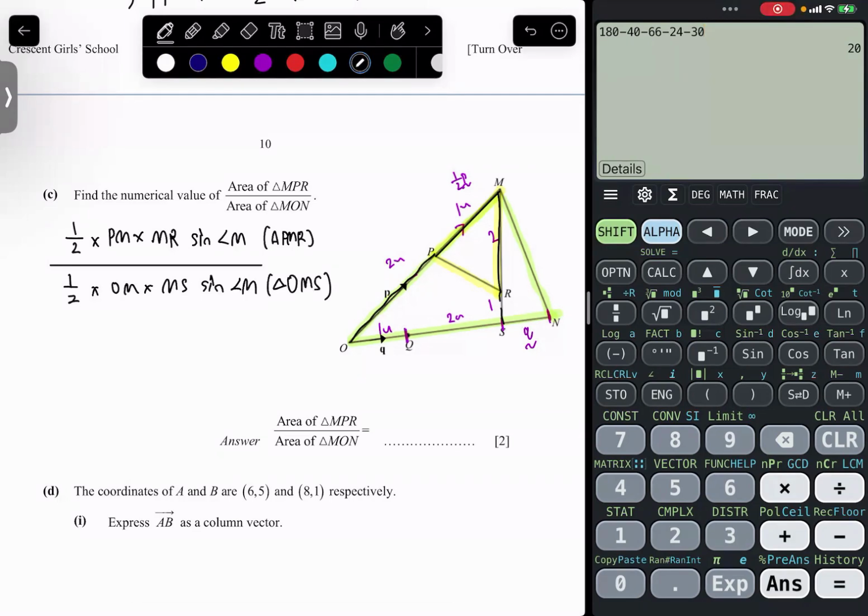Okay. So what happens down here is based on cancellation. Sine also cancel. So it will be a fight against PM against OM. Now PM is 1 unit, OM is 1.5 units. So this is 1 unit versus 1.5 units. MR is 2 units, MS is 3 units. So this is 2 units versus 3 units.